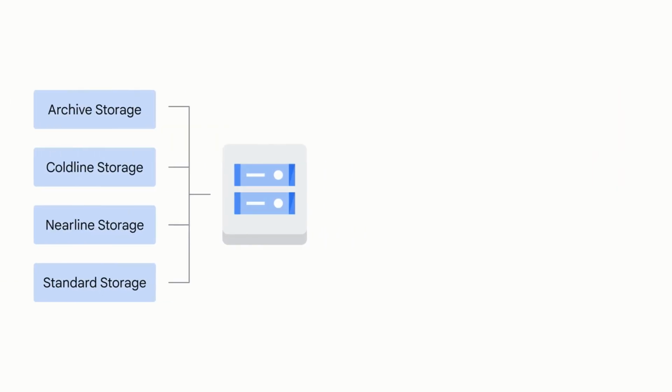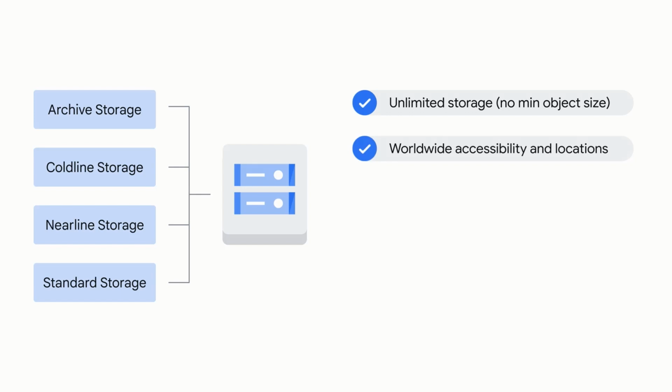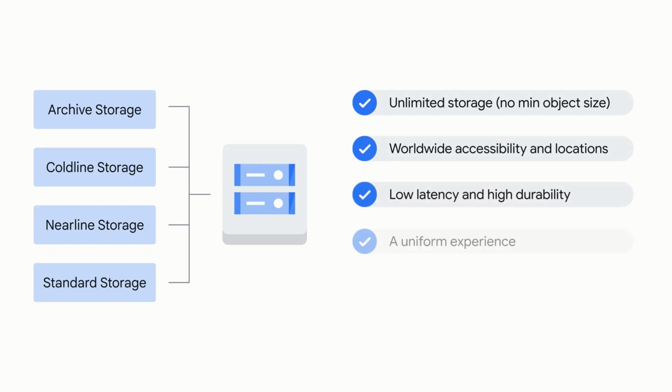Although each of these 4 classes have differences, it's worth noting there are several characteristics that apply across all of these storage classes, which include unlimited storage with no minimum object size requirement, worldwide accessibility and locations, low latency and high durability, a uniform experience which extends to security, tools and APIs, and geo-redundancy if data is stored in a multi-region or dual region. This means placing physical servers in geographically diverse data centers to protect against catastrophic events and natural disasters and load balancing traffic for optimal performance.